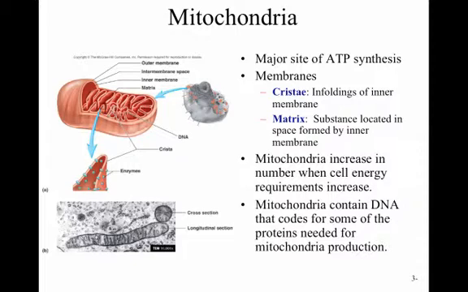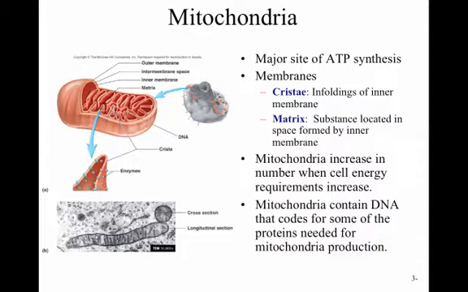There's two membranes, and the cristae are the infoldings of the inner membrane, and then there's a matrix located in the space formed by the membrane. Mitochondria numbers will increase when cell energy requirements increase. So what kind of cells, what tissue would have a lot of mitochondria? Muscles. Your muscles require a lot of energy, so there's a lot of mitochondria in your muscle cells.